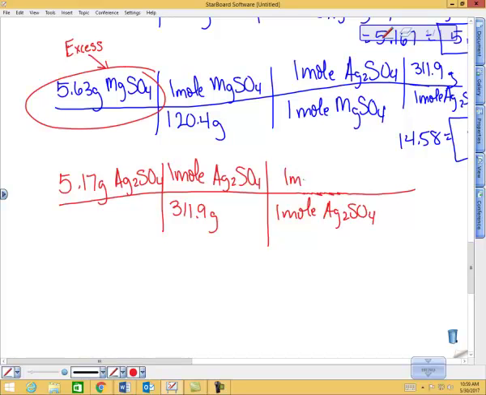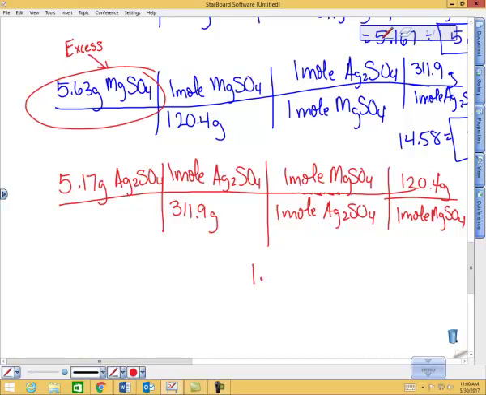Ag2SO4. And again, my excess, MgSO4. Got the molar mass of this guy too. You already did it. And this is 120.4. Now remember, what this is solving for is how much magnesium sulfate you actually used. Not how much is left over, how much you used. So let's grab that 5.17. Let's get going here. Divided by 311.9 times 120.4.